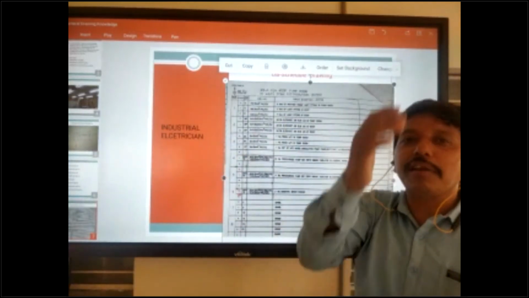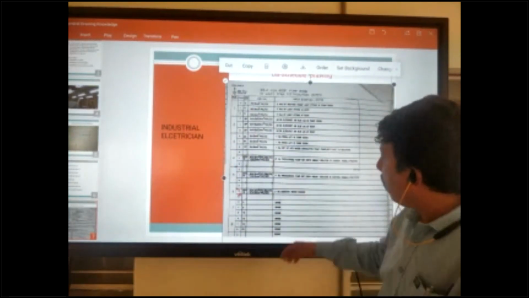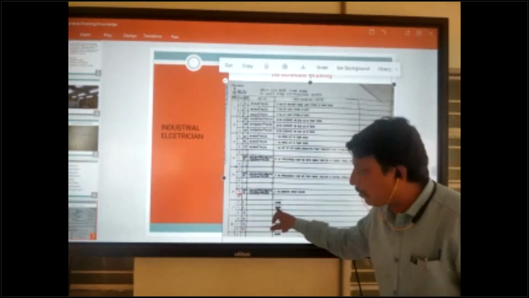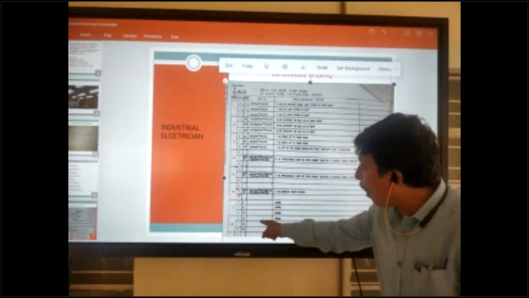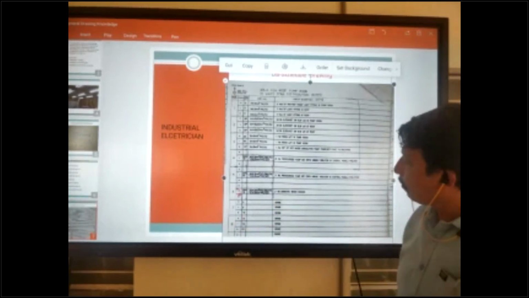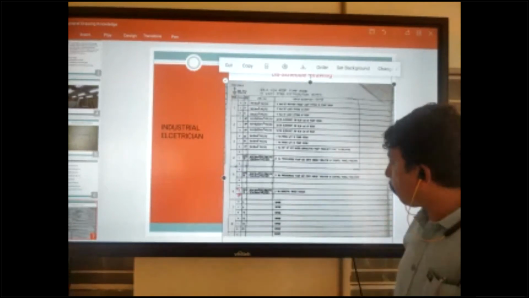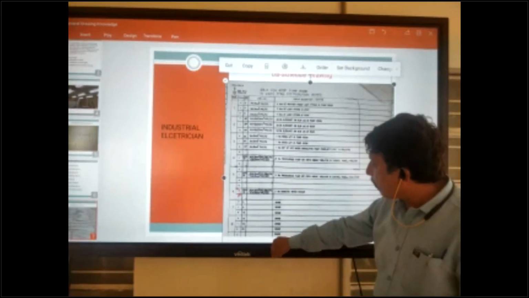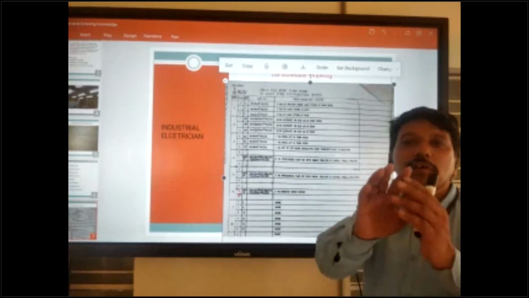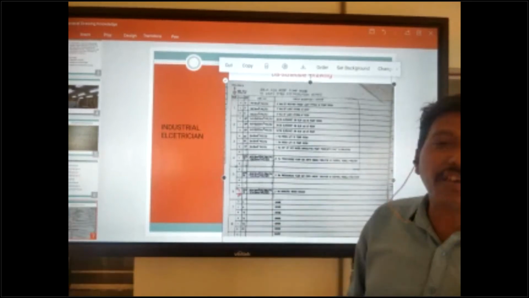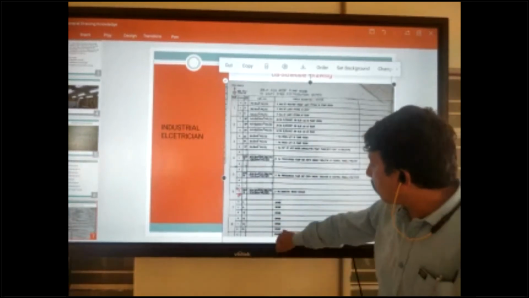If we can install in your building or anywhere, that time we can put the wire there. This already has the space. Okay, so spare means this is for future purpose. And writing blank means this is empty. Nothing is coming there.